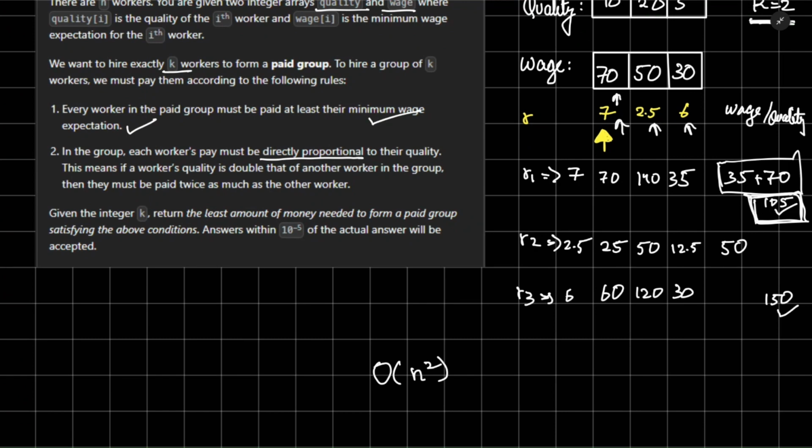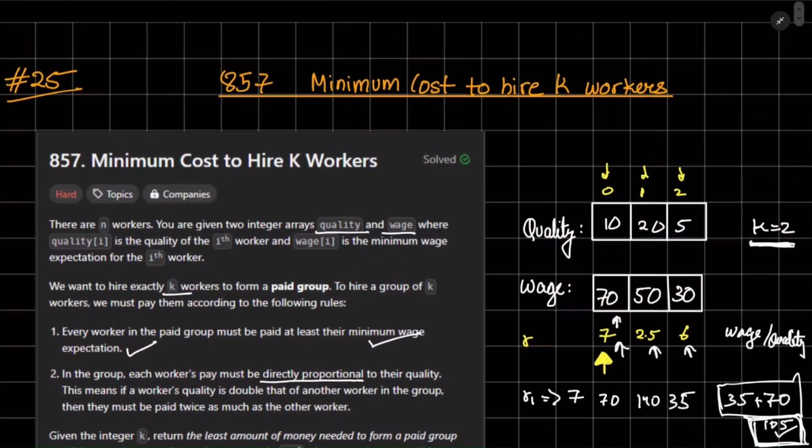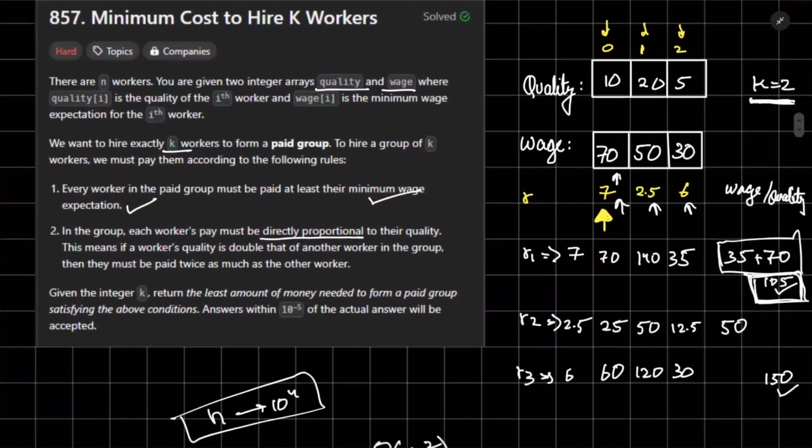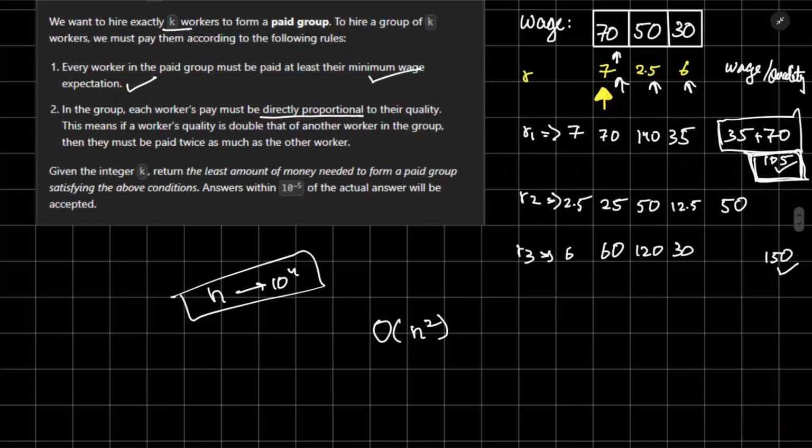But that wouldn't be permitted because our constraints are that n is 10 to the power 4. So that will be 10 to the power 8 operations. So that will give us time limit exceeded. That is why it's a hard question. So we need to optimize it. How are we going to optimize this?